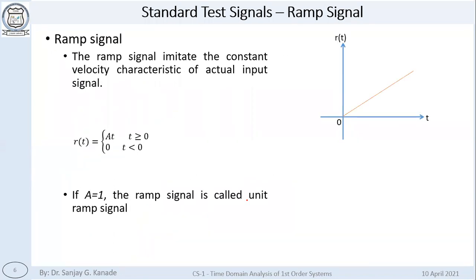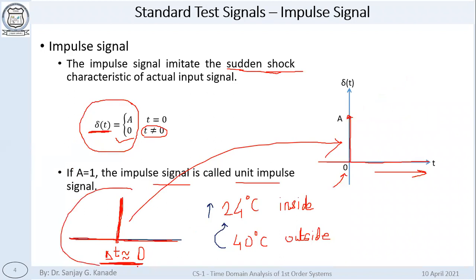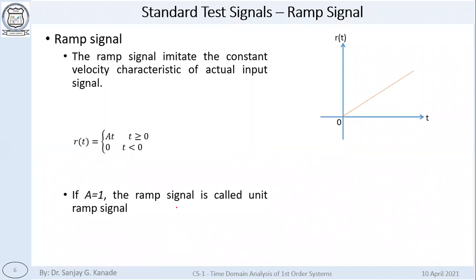Okay, now the third signal is called ramp signal. This indicates a constant velocity characteristic of the actual input signal. What does it mean? Constant velocity. So if we take again the same window example, he is the same person who first tried to open the window here, and everybody noticed, so he had to close it immediately. But he still feels that he wants to open the window. So what he does, he is very mischievous. He starts to open the window.